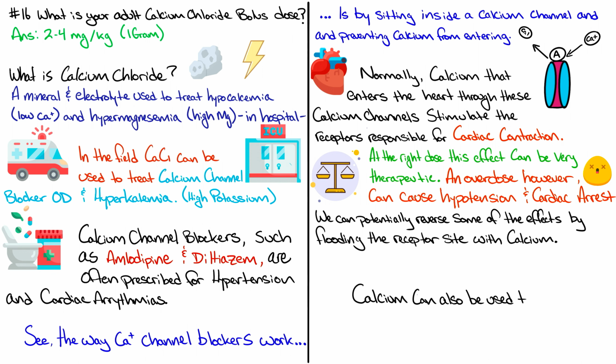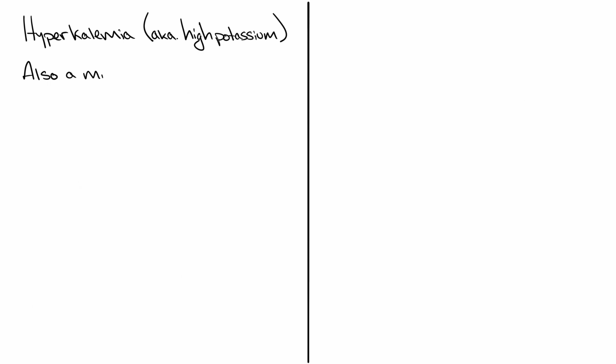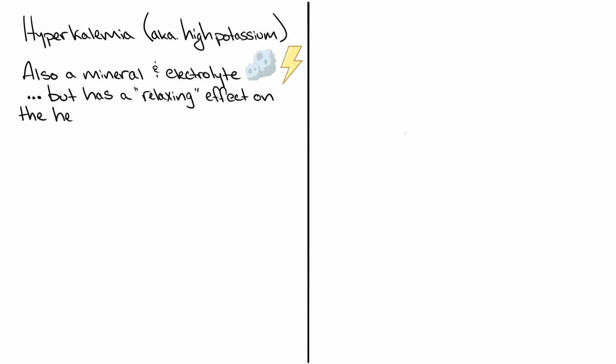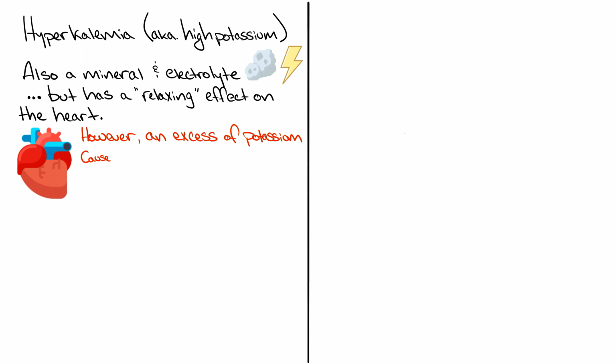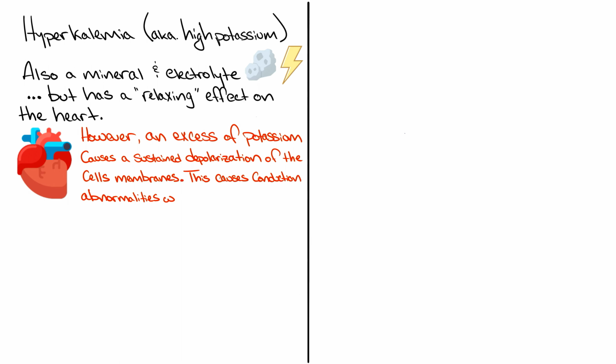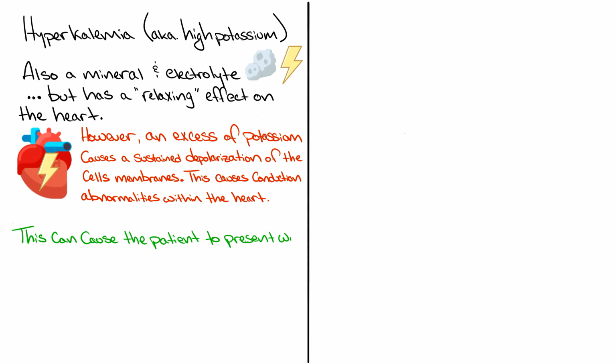Calcium can also be used to treat hyperkalemia, which is high potassium levels. Potassium is also a mineral and an electrolyte, but it has a relaxing effect on the heart. However, an excess of potassium causes a sustained depolarization of the cell's membranes. This causes conduction abnormalities within the heart. This can cause the patient to present with heart palpitations, shortness of breath, chest pain, and nausea and vomiting.